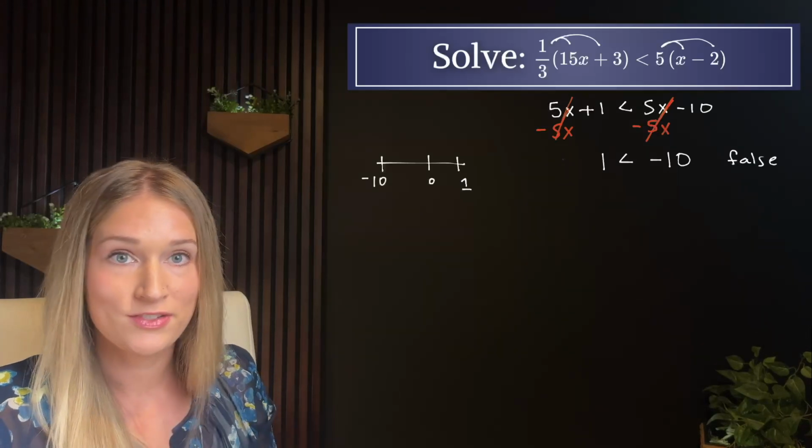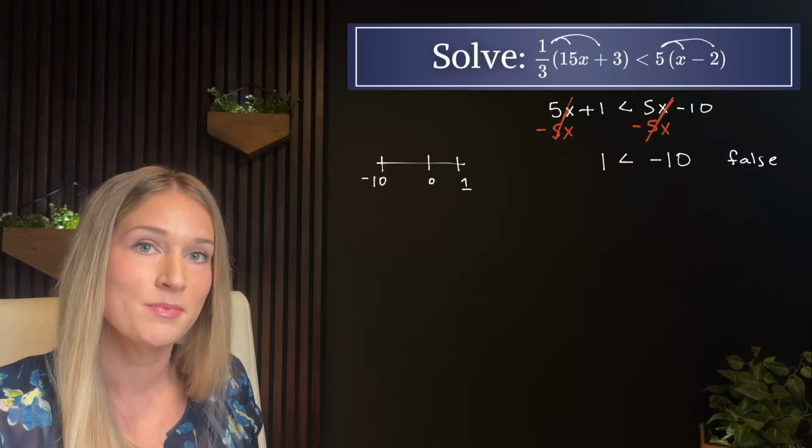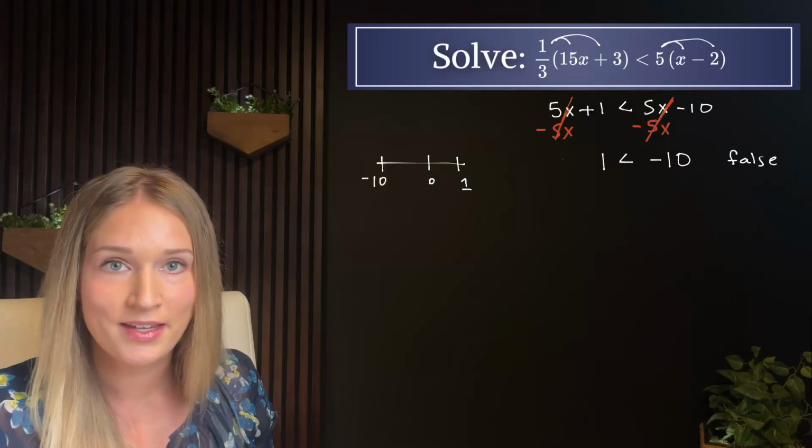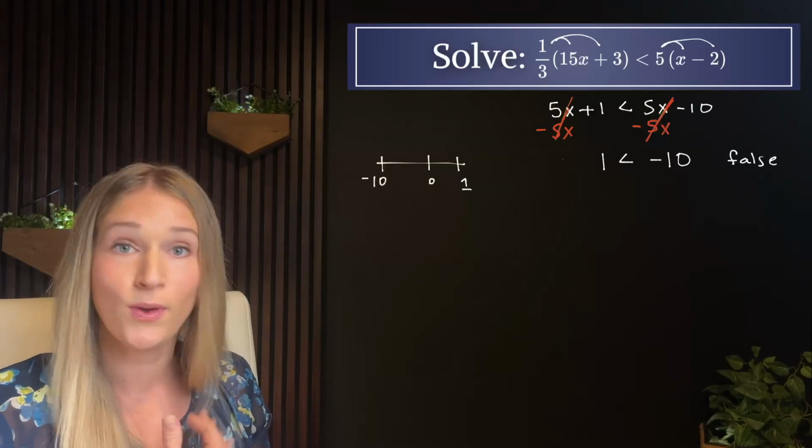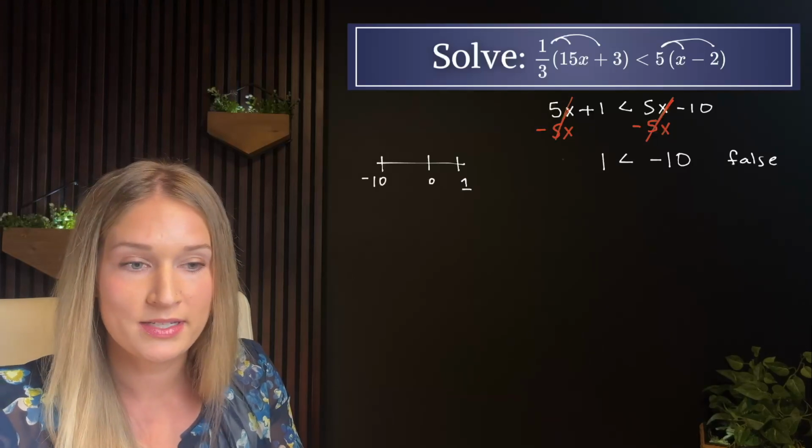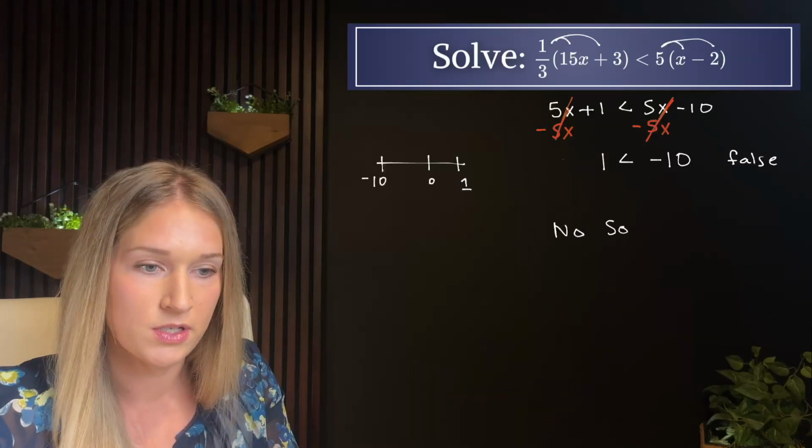So therefore, because all of your variables canceled and you got something that's false, nothing is ever going to work for this. This was just false to begin with. So we're going to say that there is no solution to this inequality.